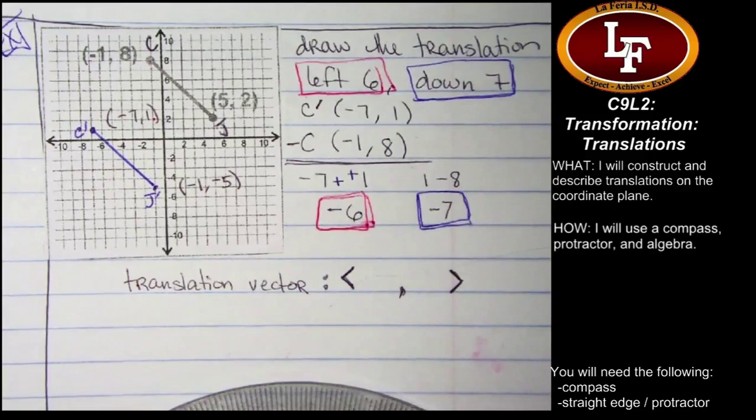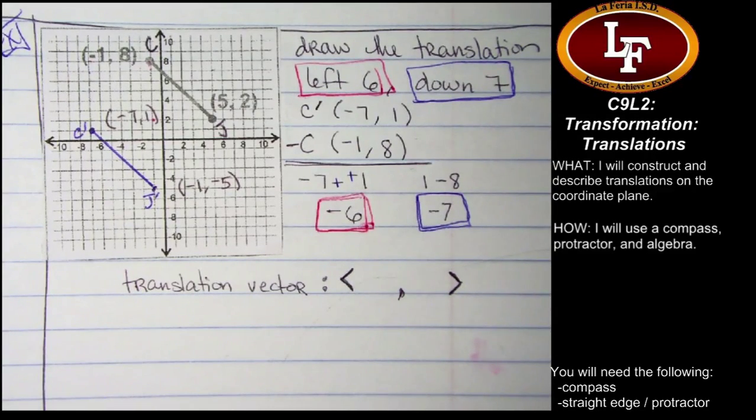and we needed to write its translation vector. Any ideas?